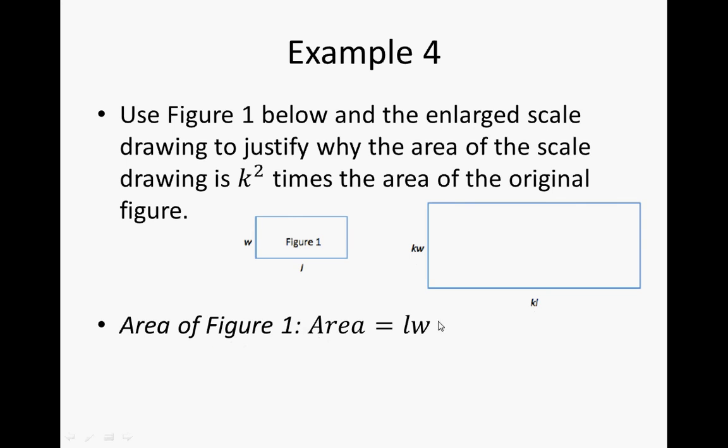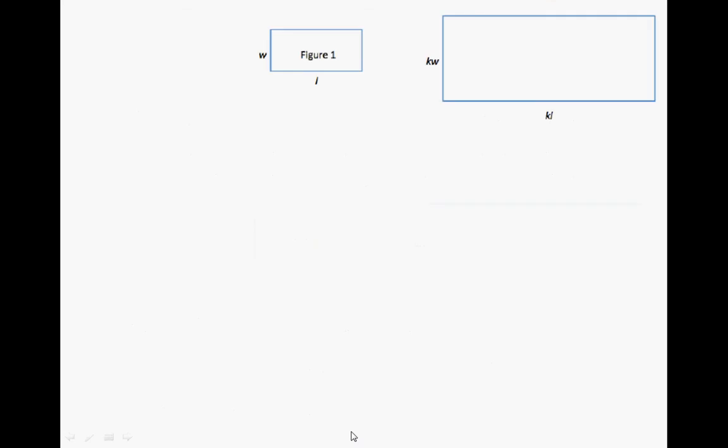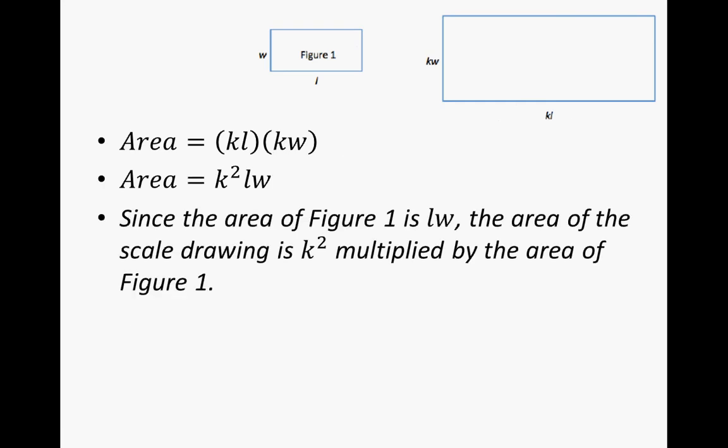So the area of figure 1 is equal to length times width. And the area of the scale drawing is also length times width. However, in this case, the width is being represented by k times w, and the length is being represented by k times l. So therefore we get KL times KW. Well, if that is the case, then that would equal K squared times LW. Since the area of figure 1 is length times width, then the area of the scale drawing is K squared multiplied by the area of figure 1.